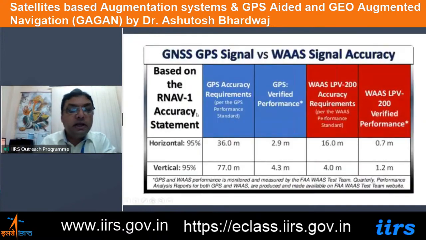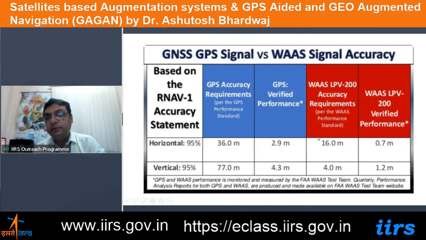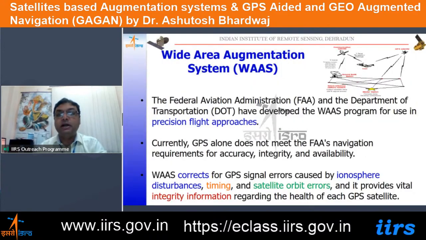Based on the area navigation or RNAV1 accuracy statement, what we are getting from the GPS is of the order of 36 meter accuracy horizontally and vertical accuracy of the order of 77 meters. But when we are performing the SBAS based operations, it is possible to attain an accuracy of 16 meters horizontal or 4 meters vertical, and further it can be improved with the verification of values for the horizontal and vertical measurements. Thus the satellite based augmentation systems are helping the aircraft industry very largely, and it is good if all the systems are being fitted with these systems.